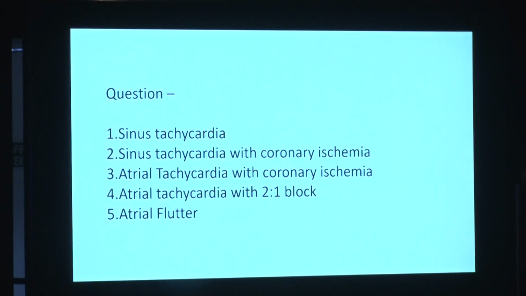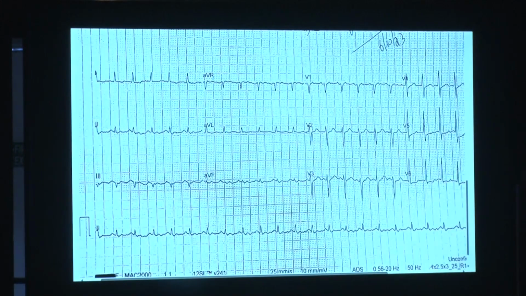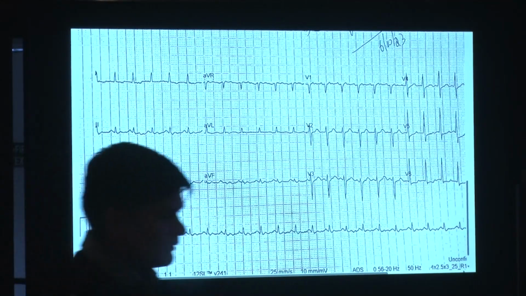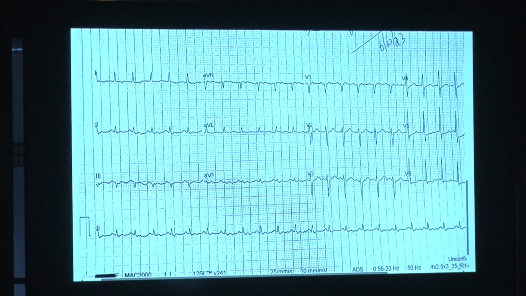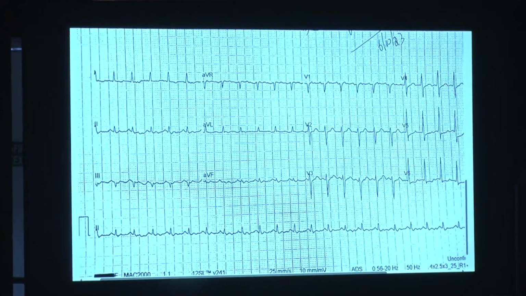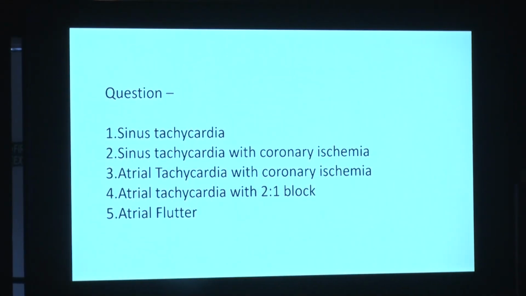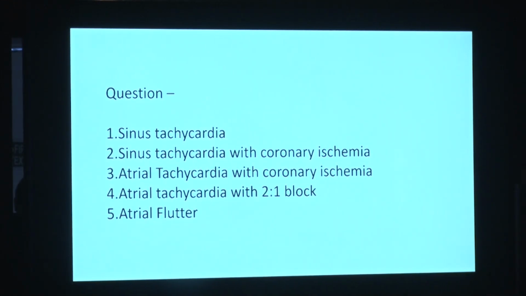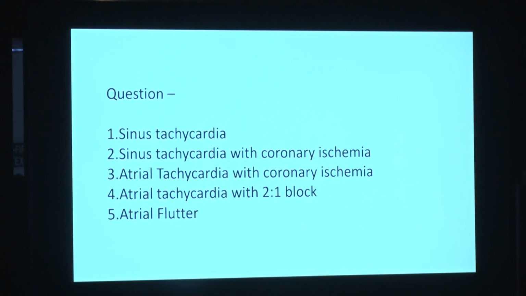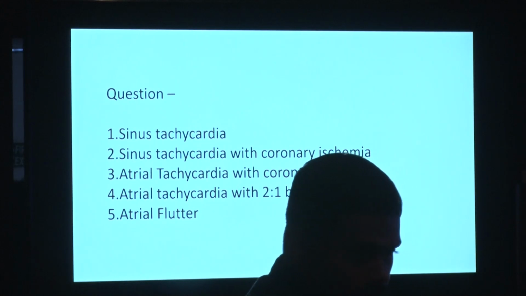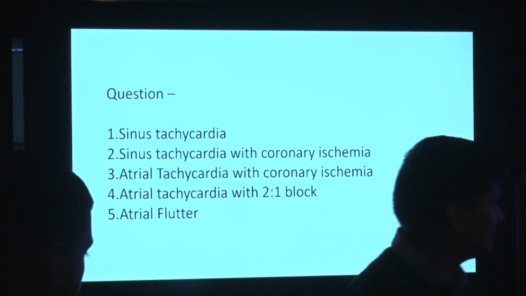The question here is, how many of you think this is sinus tachycardia with some ST changes? None. How many of you think that he has sinus tachycardia and he's having chest pain, uneasiness, and he's probably got ACS and needs to be treated? It's not unusual for a 46-year-old to start with ischemia and have sinus tachycardia. None.